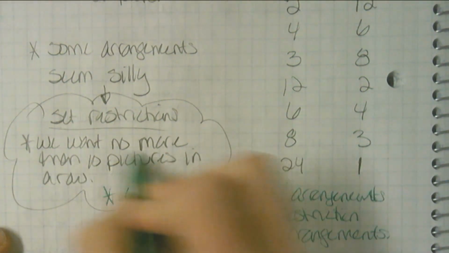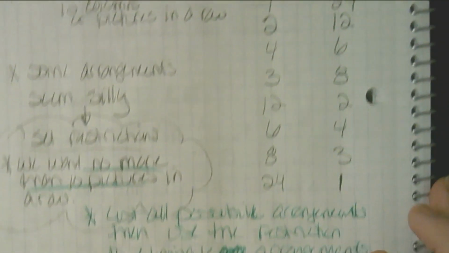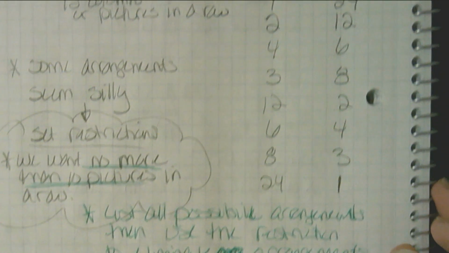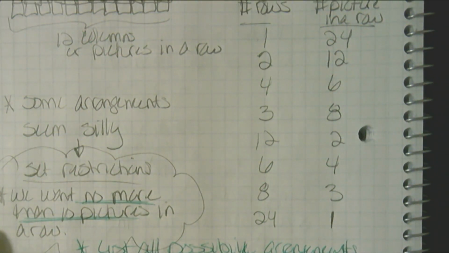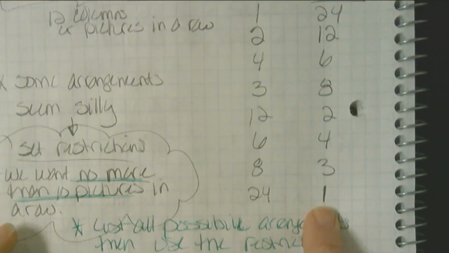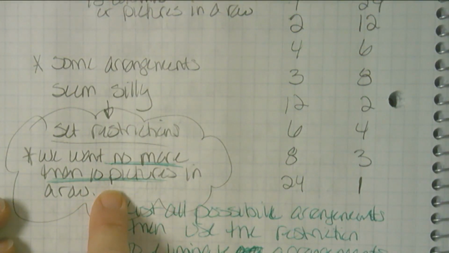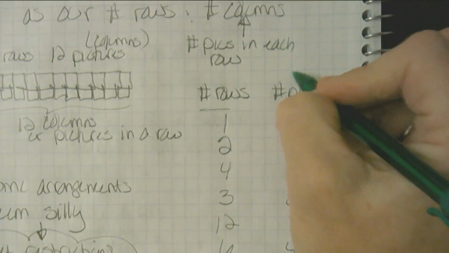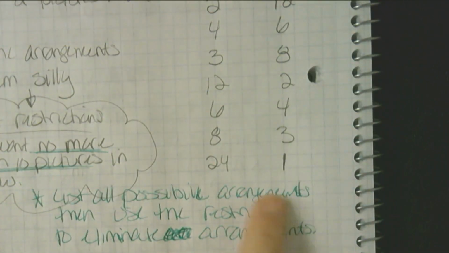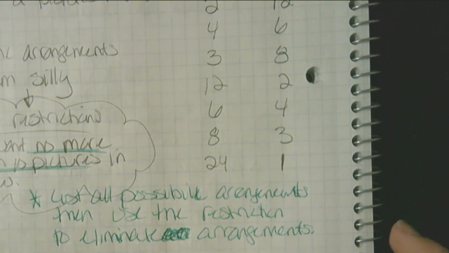I want no more than 10 pictures in a row. Which of these arrangements do not meet that? Give me one of them, Alex. How many pictures are in the row here? My pictures in a row are my columns. So I want no more than 10 pictures in a row. I want you to tell me the ones that do not meet that qualification.